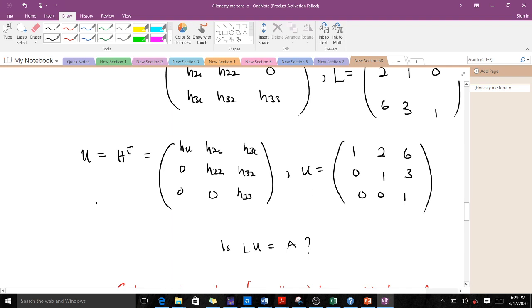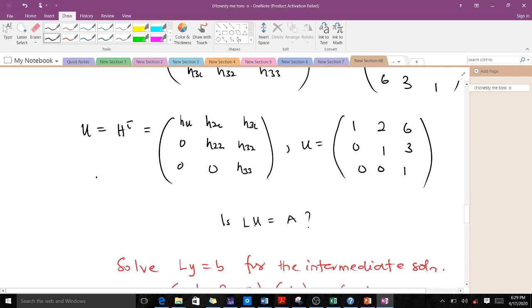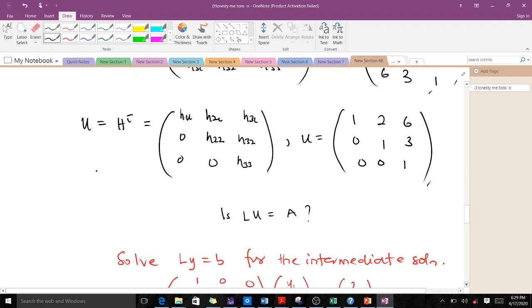So when you finish, you ask yourself this question: is my L times U equal to A? If it is, then that means that the decomposition you did is right. But if it is not equal to your A, that means that you might have made a mistake somewhere, so you have to go through. So when we multiply our L here by our U here, fortunately for us, we will get A. So that means that we did the right thing.